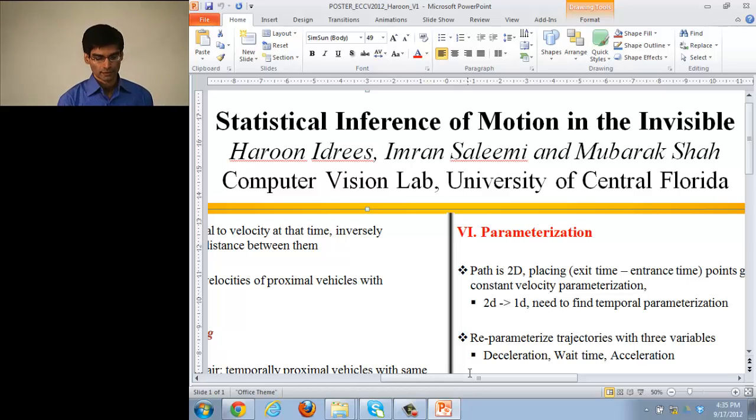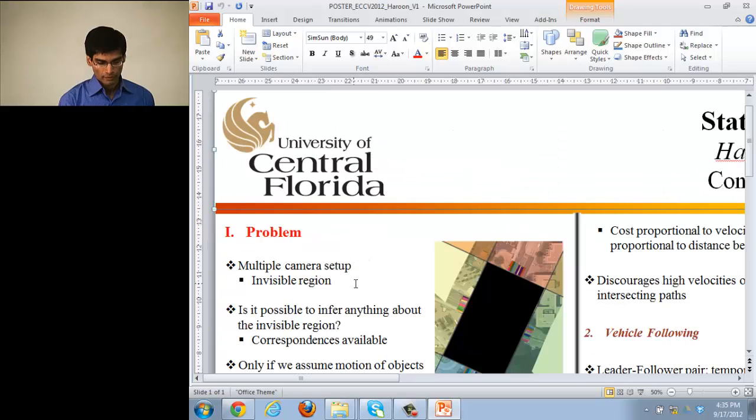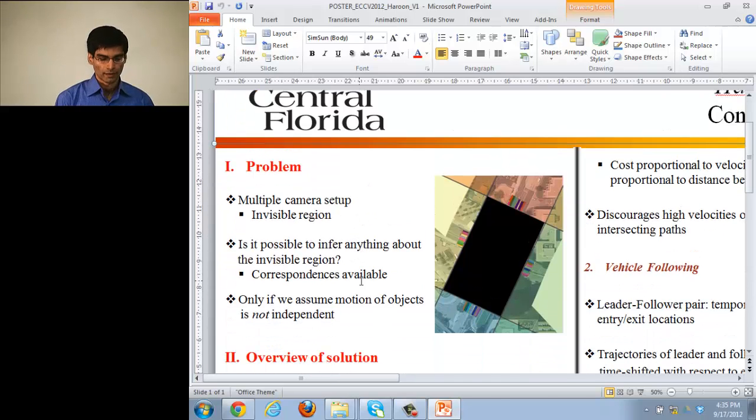Okay, so this paper is titled Statistical Inference of Motion in the Invisible. The problem is that, let's say we are given a multiple camera setup. The 4 different cameras are shown in different colors here. And we say that there is an invisible region which is not covered by any of the cameras.